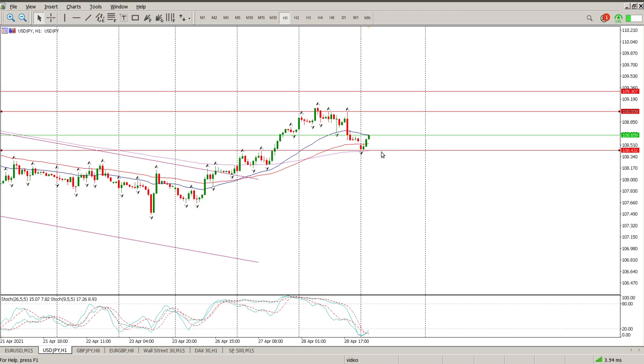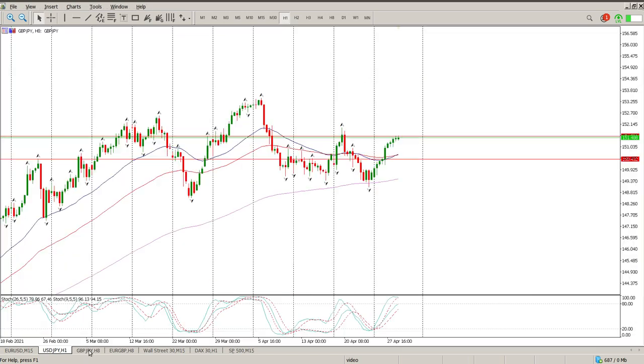If we can hold it, it's a good buying opportunity. And you're looking first for 109, and then you're looking for 109.300. So those are the two targets to the upside.